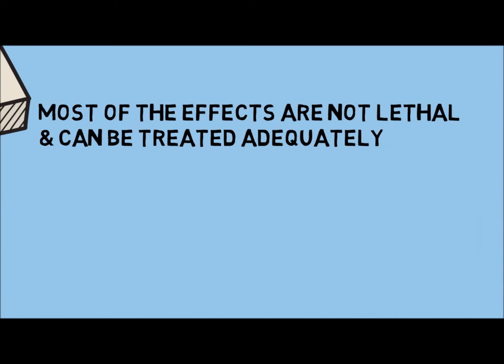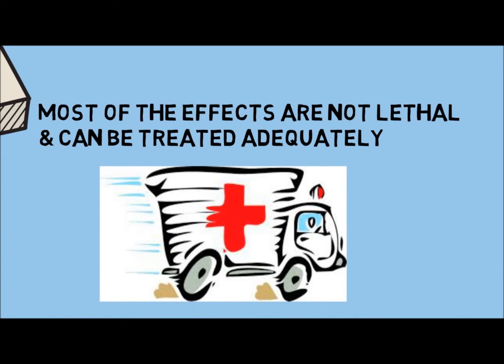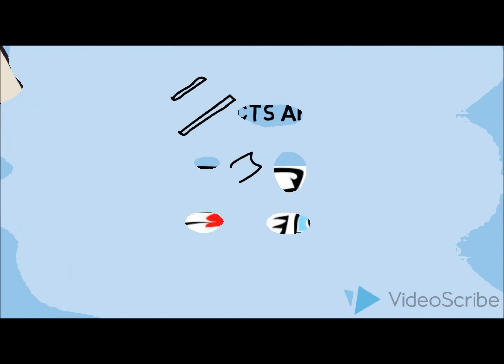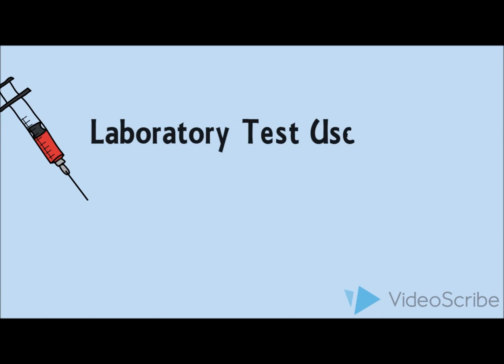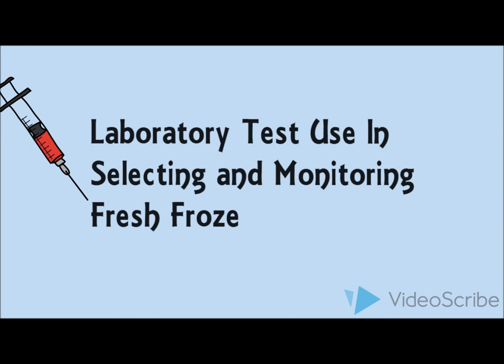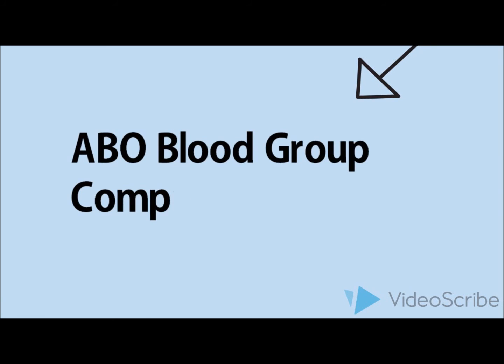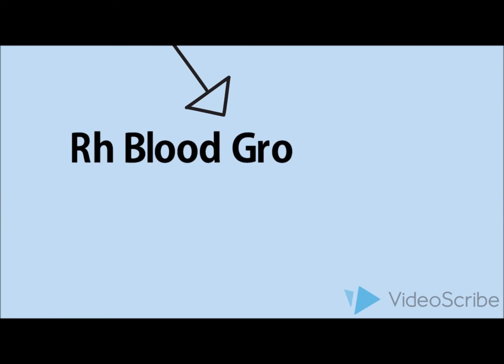So, that was all about the effects and outcomes of fresh frozen plasma transfusion. There are several laboratory tests that need to be conducted in selecting and monitoring fresh frozen plasma transfused in patients. Prior to the selection process, there are two tests involved, which are firstly, ABO blood group compatibility testing, and secondly, Rh blood group compatibility testing.